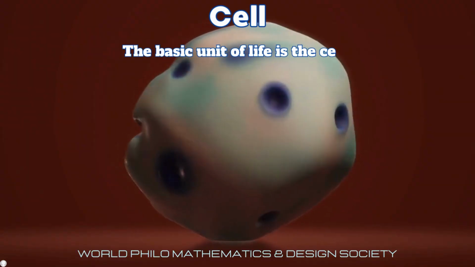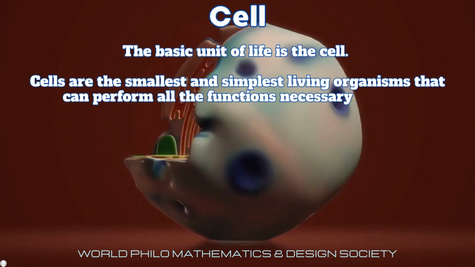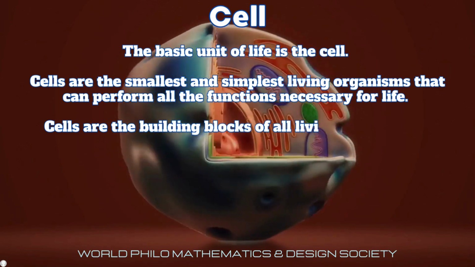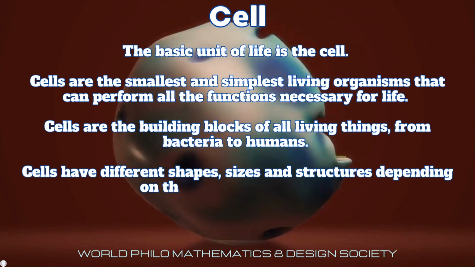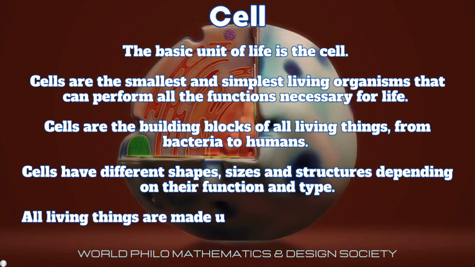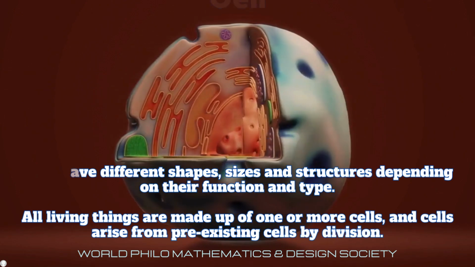The basic unit of life is the cell. Cells are the smallest and simplest living organisms that can perform all the functions necessary for life. Cells are the building blocks of all living things, from bacteria to humans. Cells have different shapes, sizes, and structures depending on their functional type. All living things are made of one or more cells, and cells arise from pre-existing cells by division.